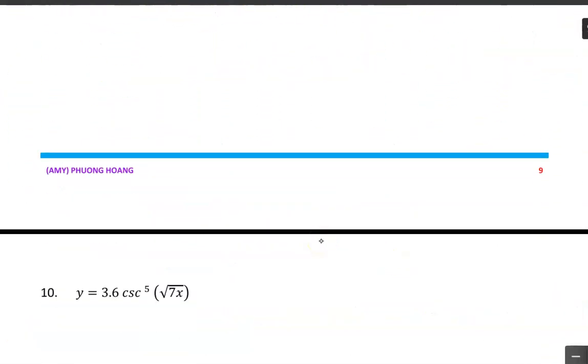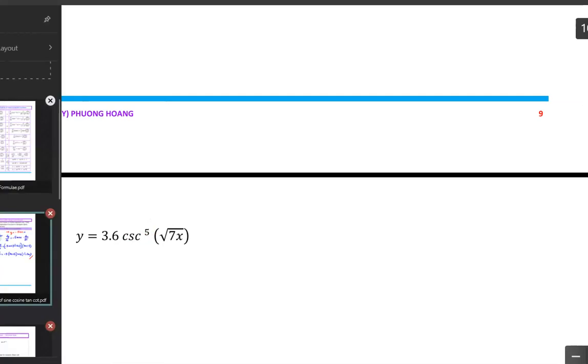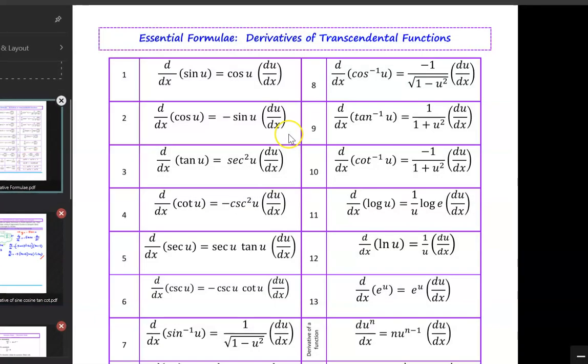Okay, so move on to this number 10. So we are going to work with derivative of cosecant. So before we do this, let's take a look at our derivative of cosecant. What do we get as a result? Okay, derivative of cosecant could be negative cosecant of the same argument multiplied by cotangent of the same argument and multiplied by derivative of the argument.